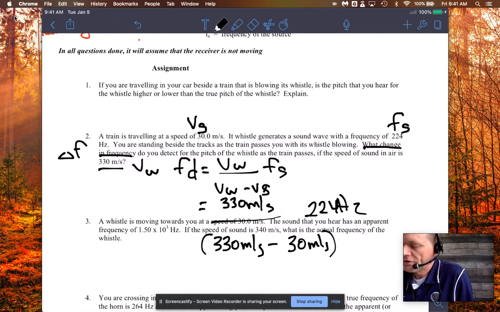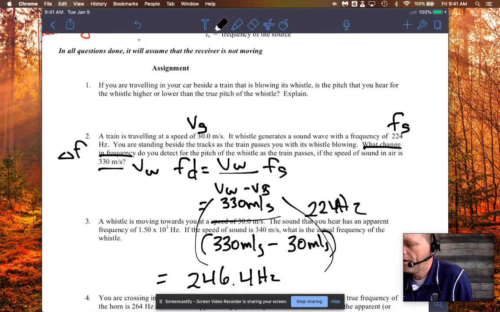It's going to be above. Sorry, we're going to get a higher frequency here, and we do. So when you have to do all of this first and then times it by 224, we're going to be multiplying it by something greater than 1, and we get 246.4 hertz.